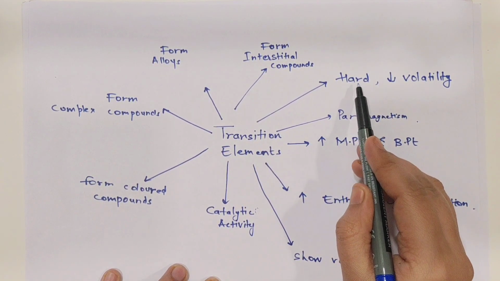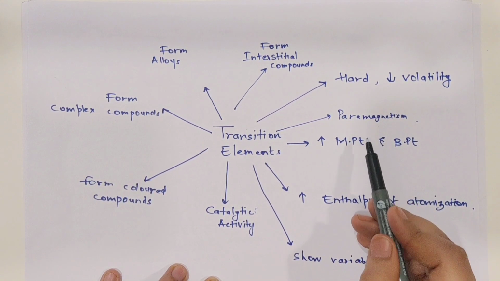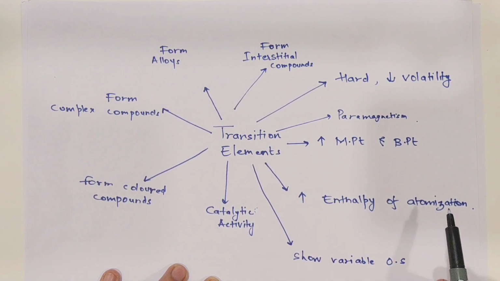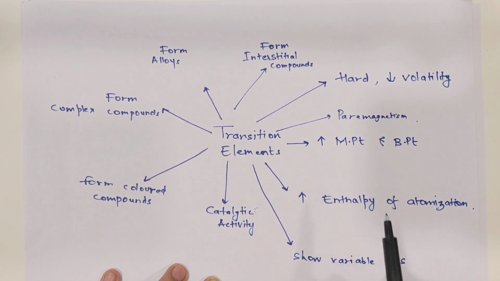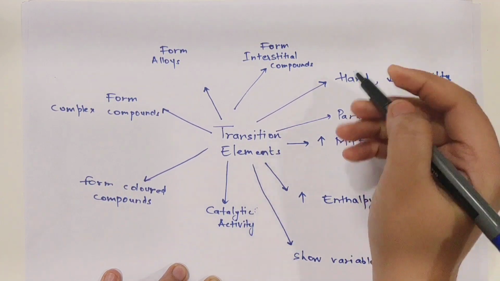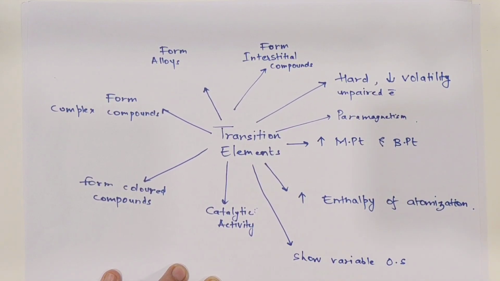Transition elements are hard. They have low volatility. They show paramagnetism. They have high melting point and boiling point, and they have high enthalpy of atomization. These all basically have the same reason, that transition elements have unpaired electrons. Why unpaired electrons? Because the definition of transition elements itself says that it has to have an incompletely filled d subshell. Incomplete d subshell means that all of them are not paired. If all of them are not paired, that means there are unpaired electrons.